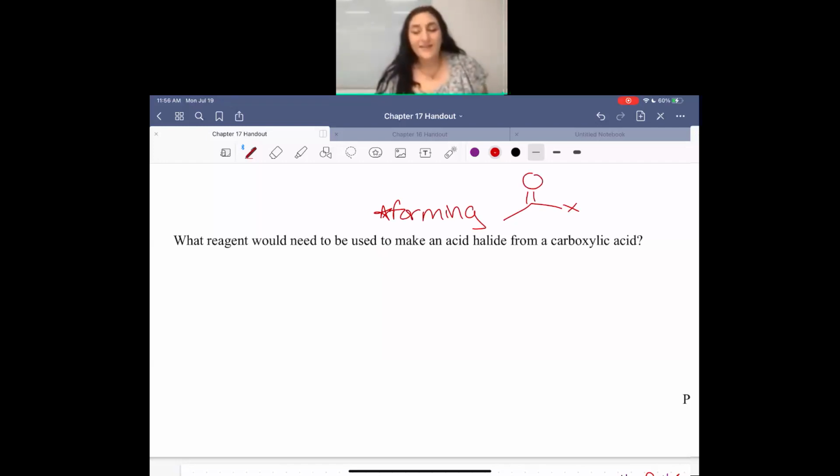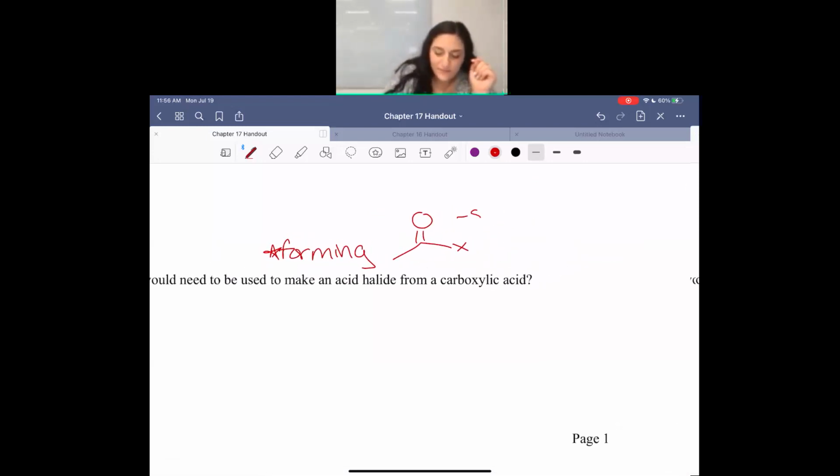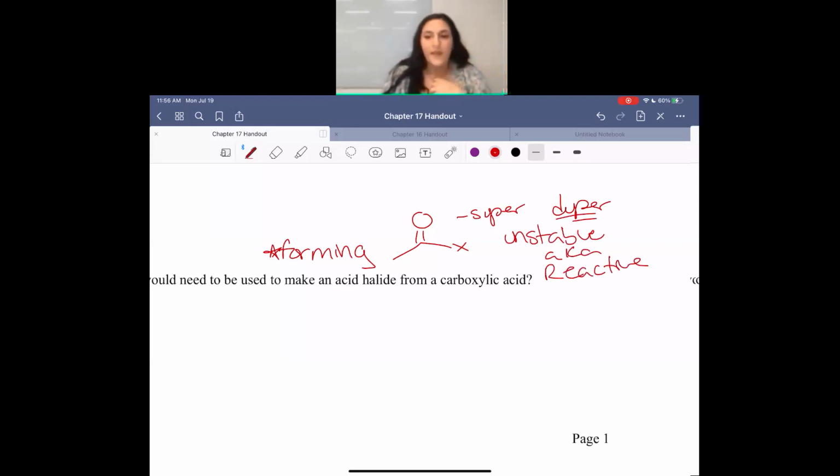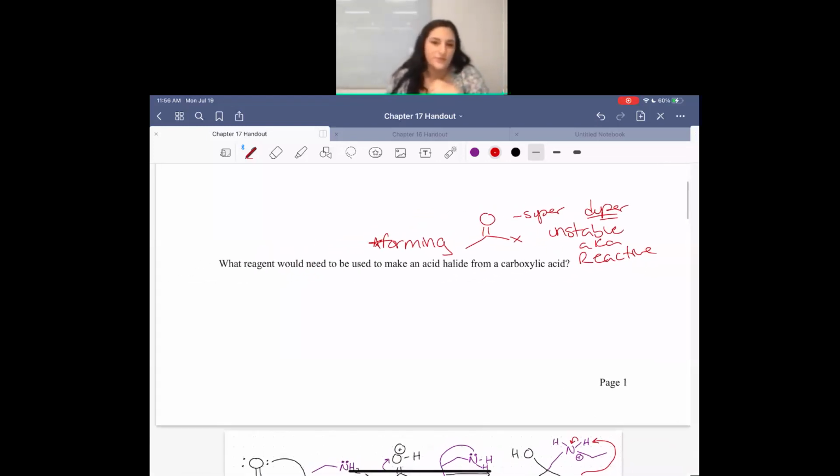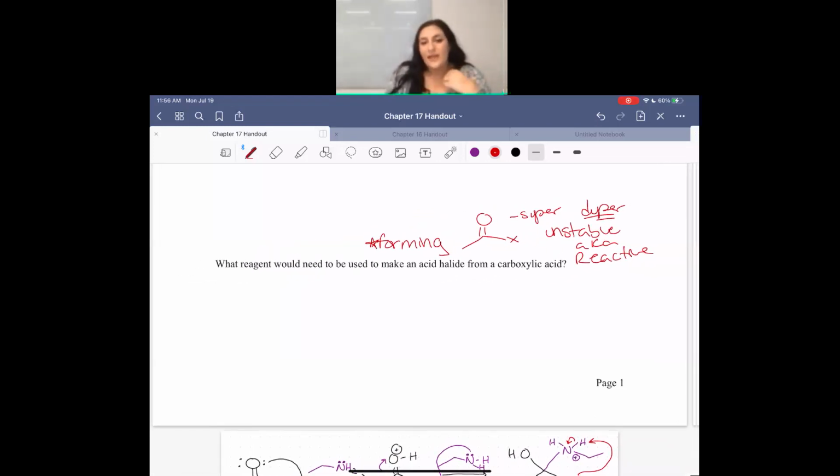And we said that we want to become more stable or less reactive. And we know that this guy right here is super duper, so super that I can't even spell, unstable, aka reactive. And so you can't just do a normal chapter 17 substitution reaction and expect to get an acid halide because that's ugly. We don't like it, right?